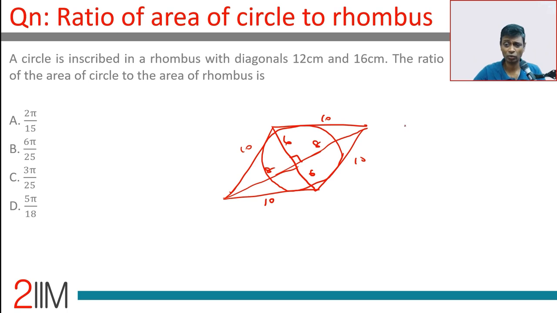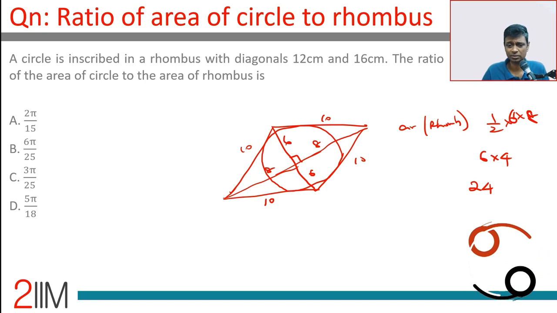Area of rhombus is very simple. Half into 6 into 8. Just 6 into 4, just 24 square units. If we find the area of the circle, we're through. If we find the radius of the circle, we're through. How do we find that?